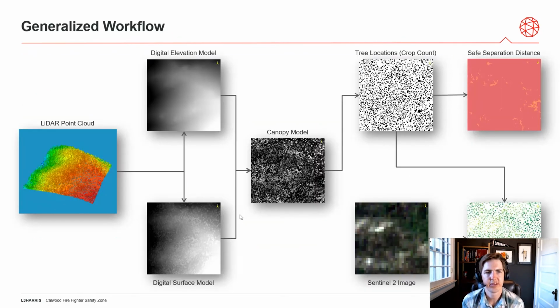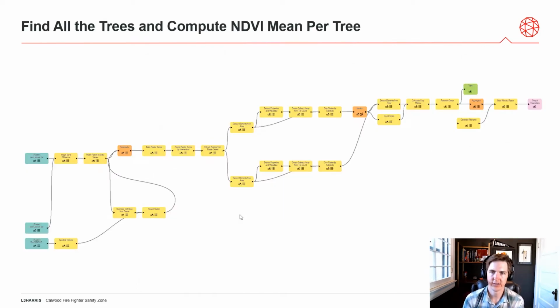I wanted to find all of the areas within the CalWood fire region that were safe to stand, essentially. The way I did that was I acquired LiDAR imagery over the area, and I took the digital elevation model, the DEM, and subtracted it from the surface model and came out with the canopy model. From that, I found where each tree was using the crop counting tool inside of ENVI. Then I also took Sentinel imagery, and for each one of those tree locations, I pulled out the health of the tree. From those tree locations as well, I computed a safe separation distance. I did it all using an ENVI model because I wanted to make sure that I could iterate over it, and if I ever wanted to run it on a different area and swap out the imagery, I could.